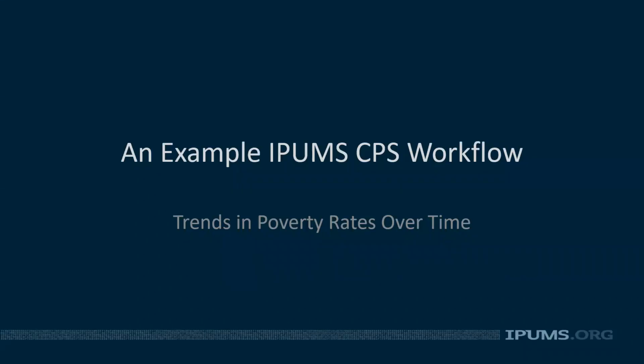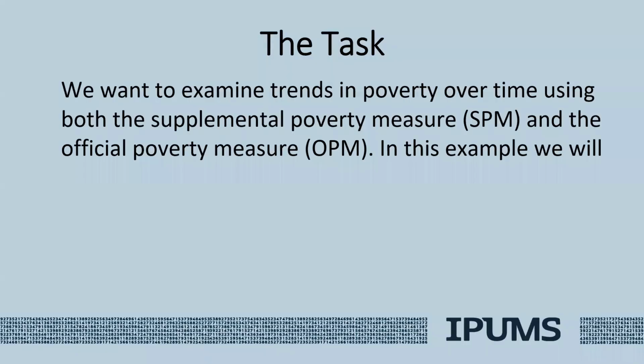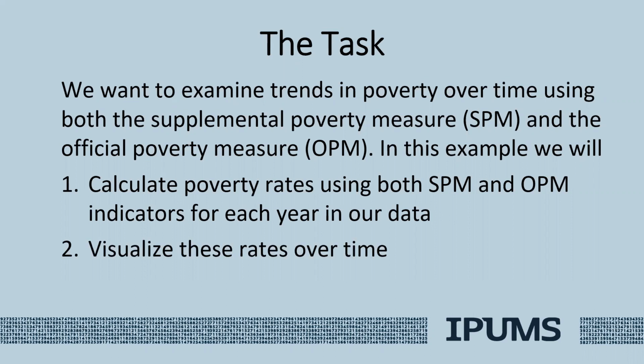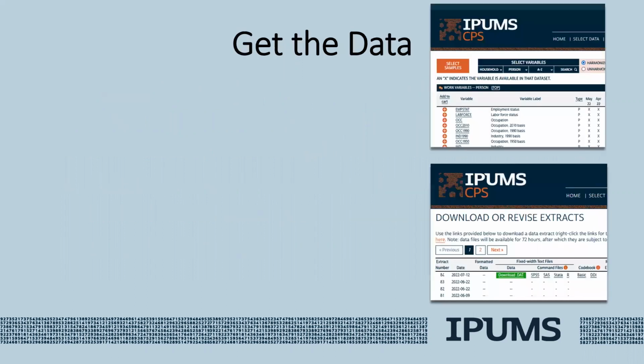Okay. So with those general high-level concepts in mind, let's apply this to our example. Just as a reminder, our goal here is to look at poverty rates using the different measures available in the CPS ASEC, calculate rates over time, and visualize those rates. All right, so the first step in this, as in any data analysis workflow, is to get our data.